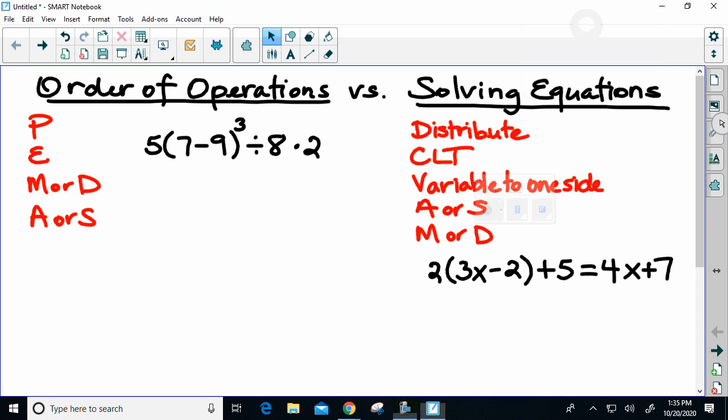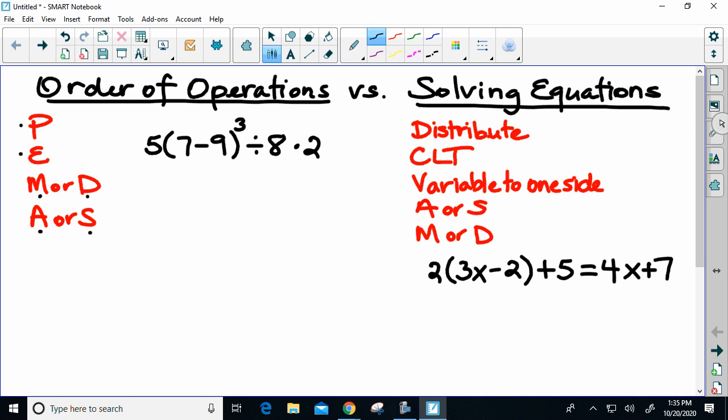So there is a difference between order of operations and solving an equation. The order of operations is, please excuse my dear Aunt Sally: parentheses, exponents, multiply or divide from left to right, add or subtract from left to right. So that's the order of operations.